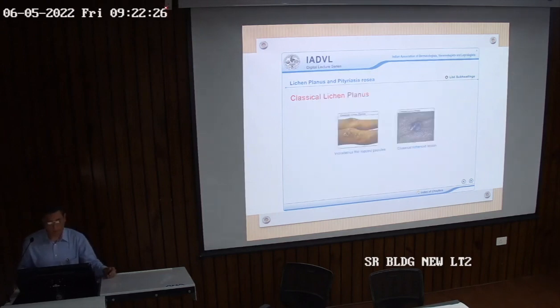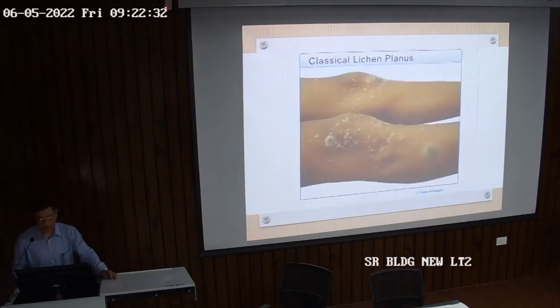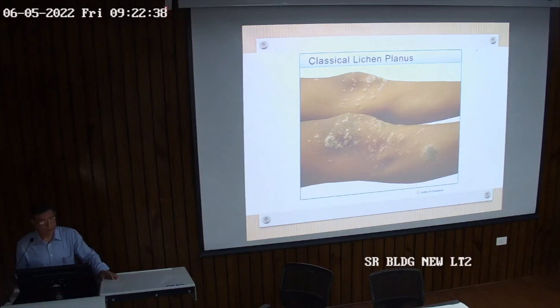So this is a case of classical lichen planus. Violaceous flat top papules are there. As you can see in the picture, the lesions are a little violaceous and flat top. These two important things are there. The papular lesions are there, and Wickham's stria you'll find when you magnify the lesion or put oil over the lesion. So you'll find a stria, a fine reticulate pattern.